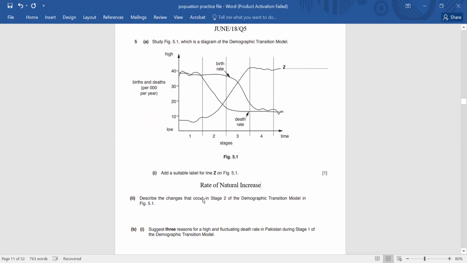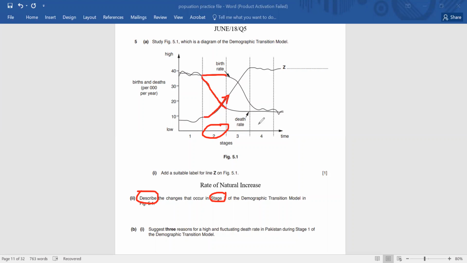Describe the changes that occur in stage 2. The biggest mistake candidates make is that they misread this word: describe. In stage 2 you have to describe the changes in the demographic transition model, which means we have to look at this quadrant. When we see this quadrant, we see that the birth rate is stable, the death rate is sharply falling, and the rate of natural increase has started to grow, or the population has started to rise.